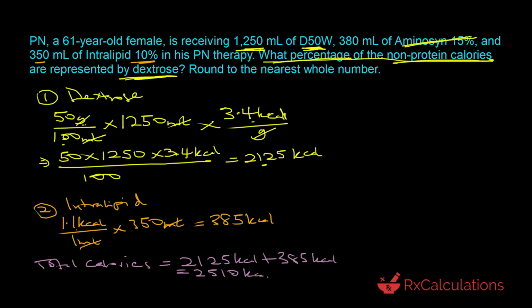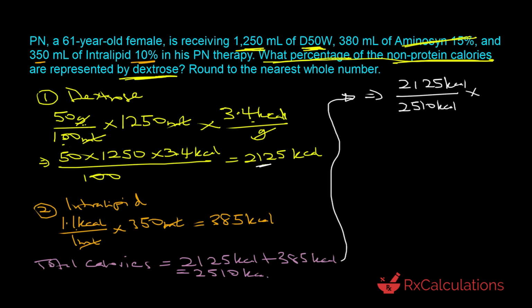We look at the percentage. Find percentage: 2125 divided by 2510 times 100. That means you take the calories from the dextrose, 2125 kilocal, divided by the total, which is 2510, and then you multiply this by 100%.